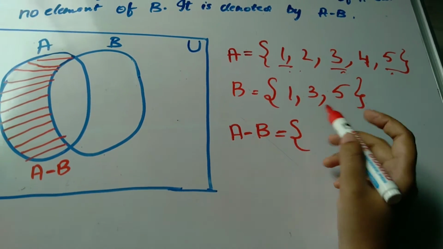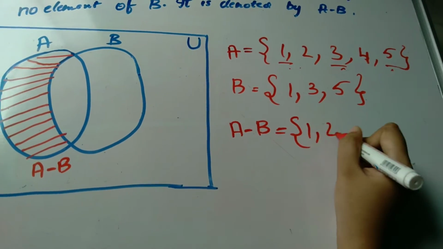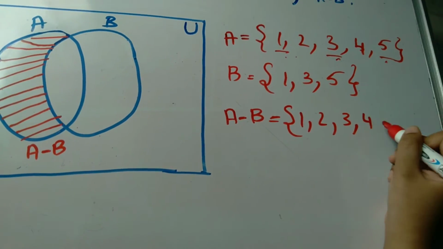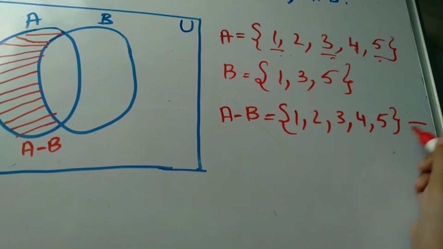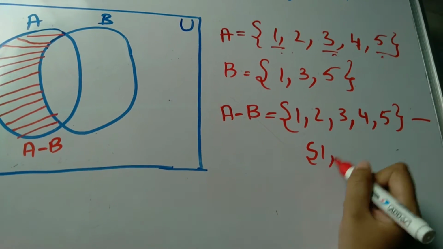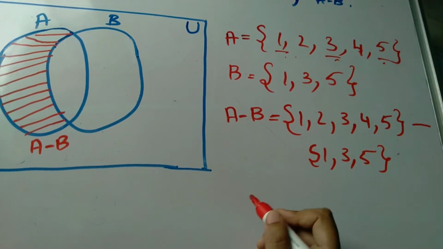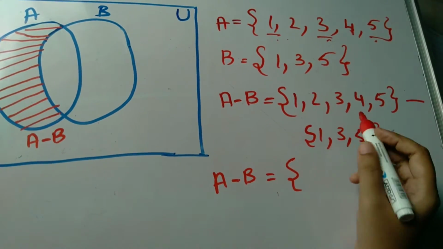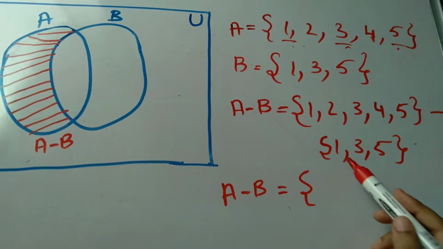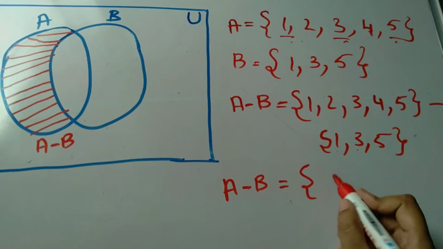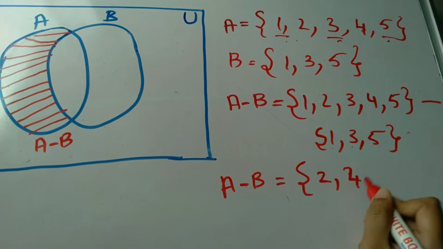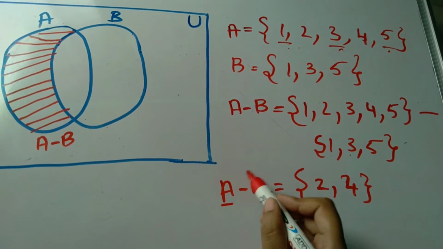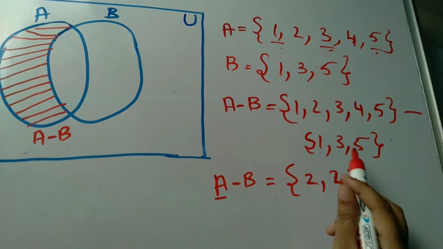First we will represent it in set: A minus B is {1, 2, 3, 4, 5} minus {1, 3, 5}. Then we will get A minus B is equal to, if we take out 1, 3, 5 from set A, then what will be left over? 2 and 4. Only the elements of A are left over. We have taken out all the elements of B from A.